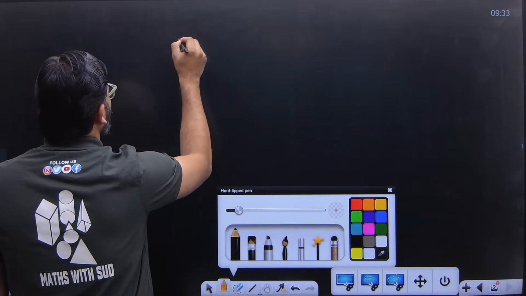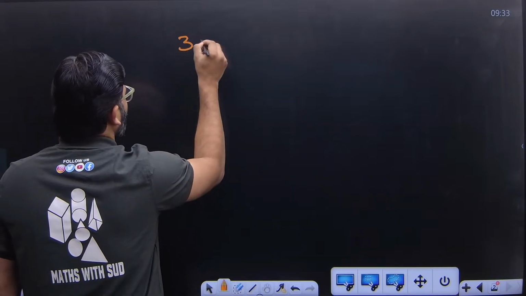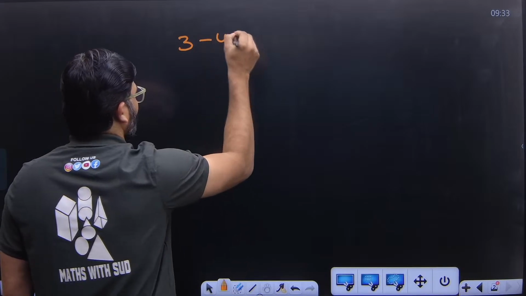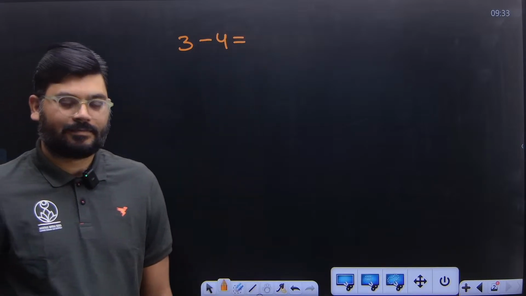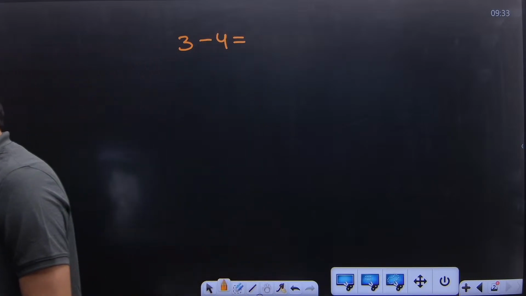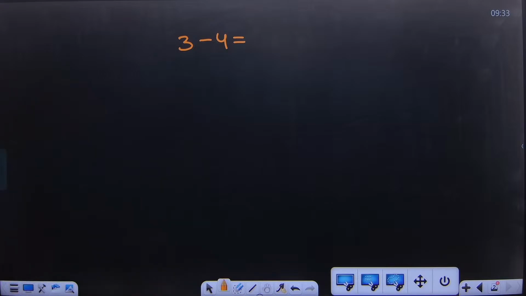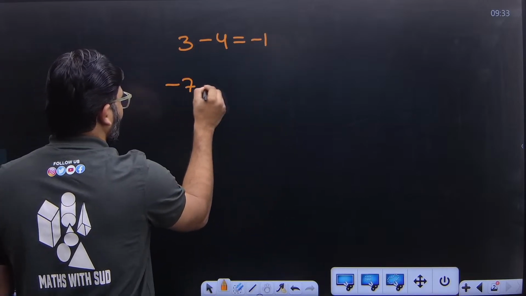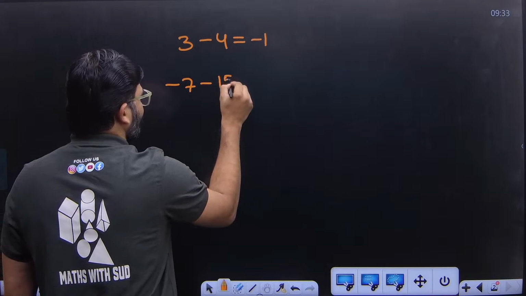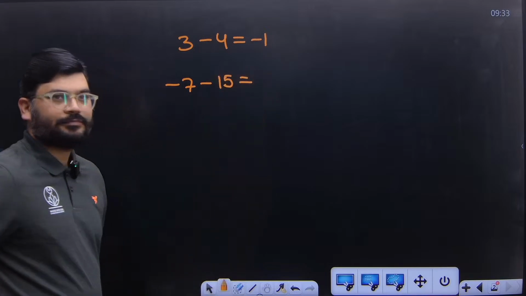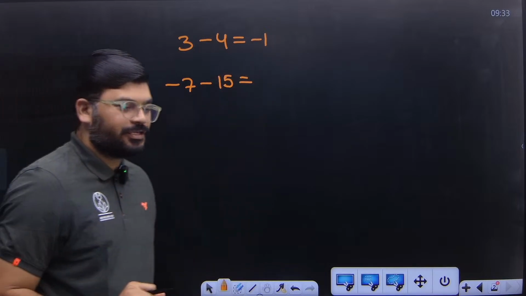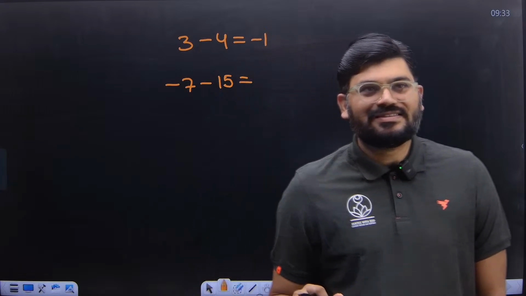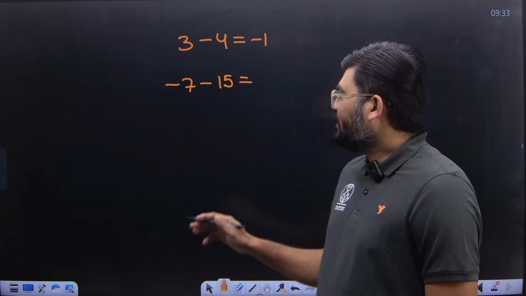Let me see if you can remember. So I am giving you more questions now. 3 minus 4. -1. Wonderful. Okay. -7 minus 15. Now this is a different question. -7 minus 15. Tell me.